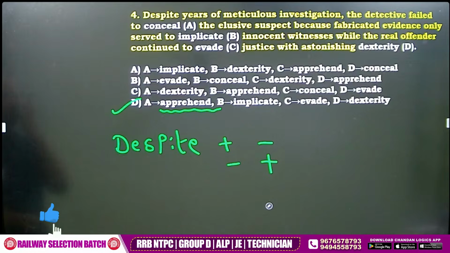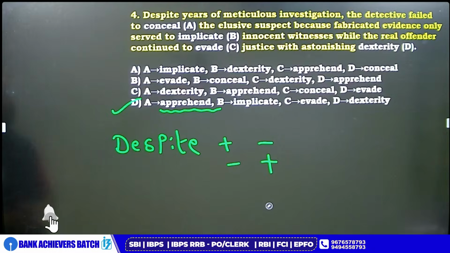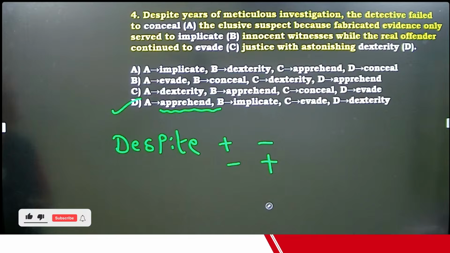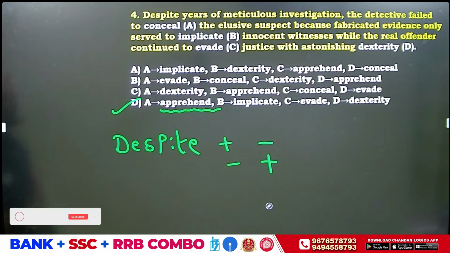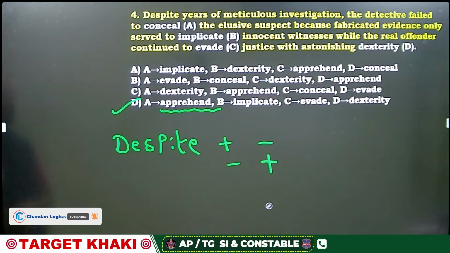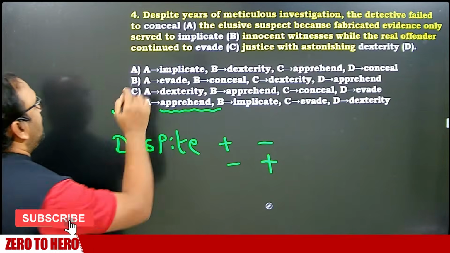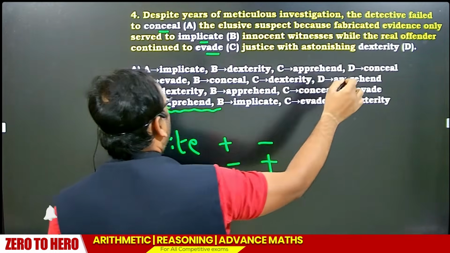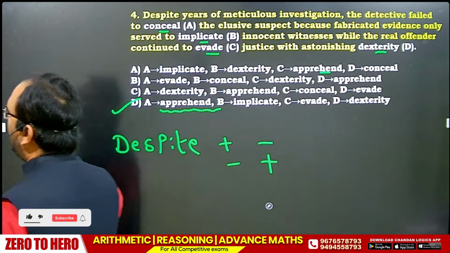Despite years of meticulous investigation, the detective failed to apprehend the elusive suspect because fabricated evidence only served to implicate innocent witnesses, while the real offender continued to evade justice with astonishing dexterity. Apprehend means arrest, my dear friends. Apprehend is arrest. Now you will have a question like, sir, in the given question, conceal, implicate, evade, dexterity, but here apprehend came. So that is what you need to identify.